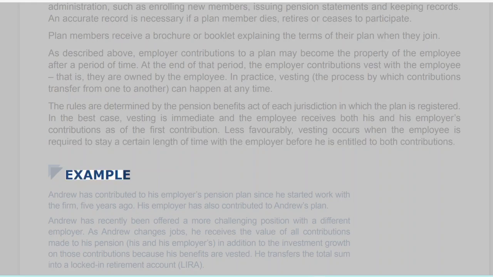Example: Andrew has contributed to his employer's pension plan since he started work with the firm 5 years ago. His employer has also contributed to Andrew's plan. Andrew has recently been offered a more challenging position with a different employer. As Andrew changes jobs, he receives the value of all contributions made to his pension, his and his employer's, in addition to the investment growth on those contributions because his benefits are vested. He transfers the total sum into a locked-in retirement account, LIRA.